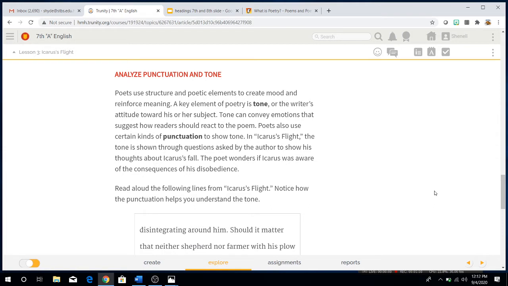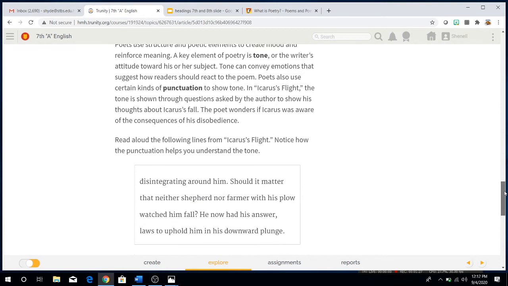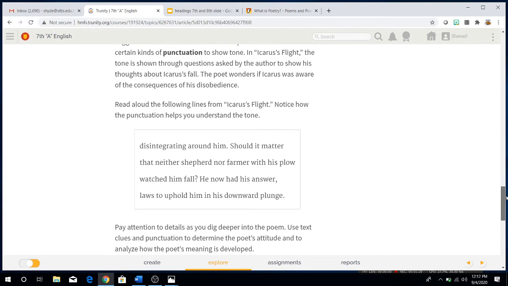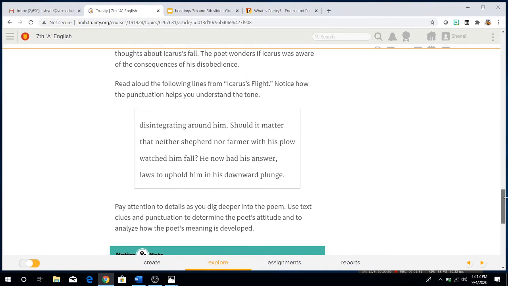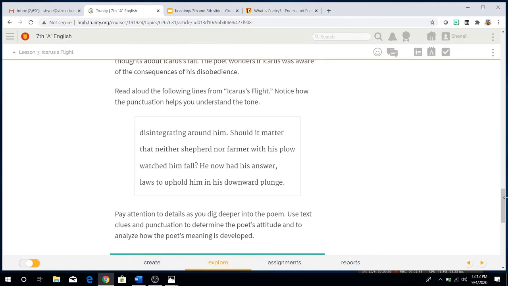Poets also use certain kinds of punctuation to show tone. In Icarus's Flight, the tone is shown through questions asked by the author to show his thoughts about Icarus's fall. The poet wonders if Icarus was aware of the consequences of his disobedience. Read aloud the following lines from Icarus' Flight. Notice how the punctuation helps you understand the tone.